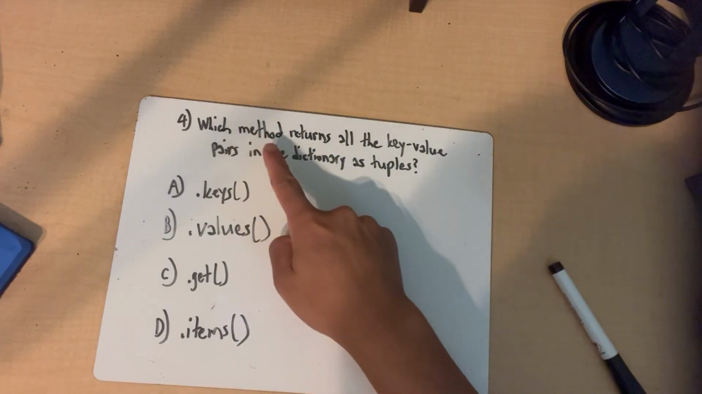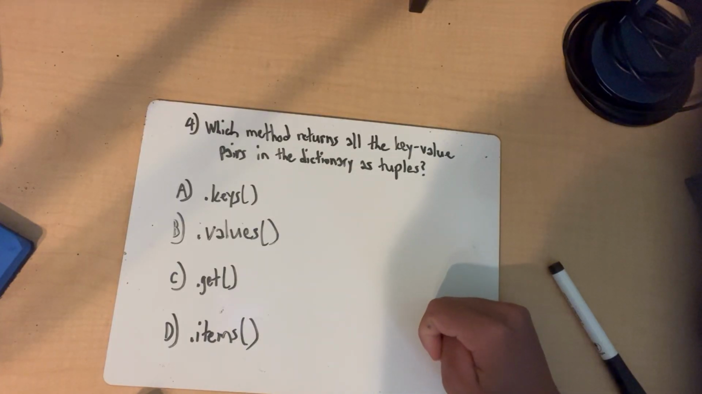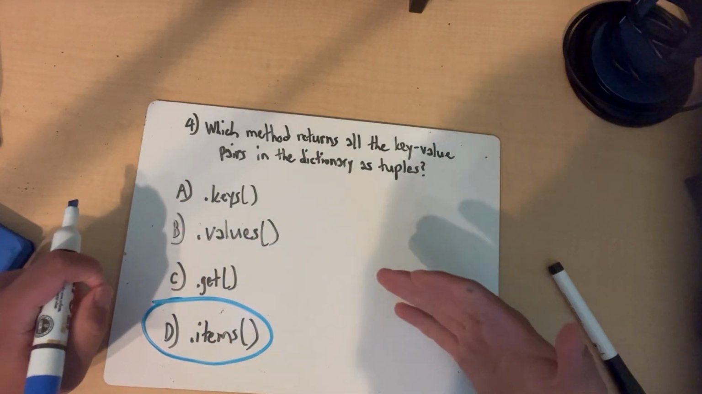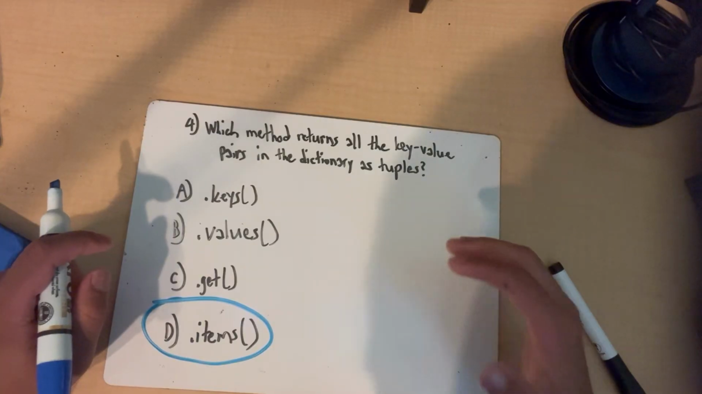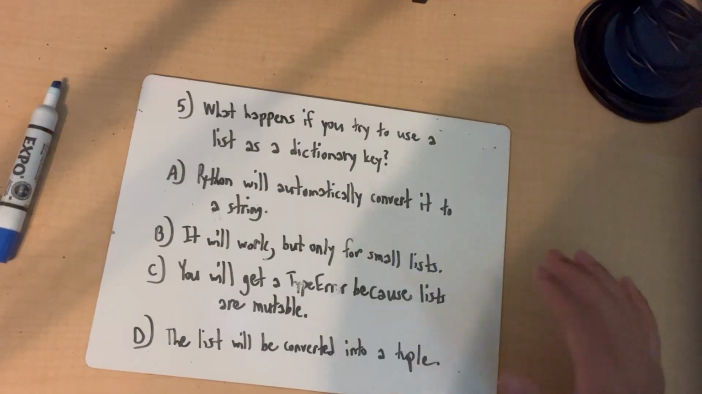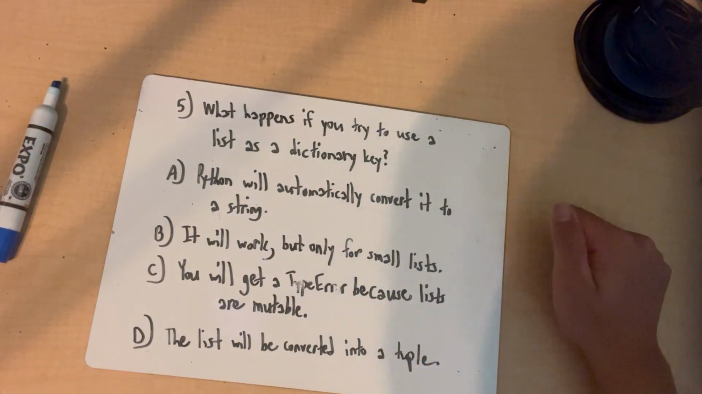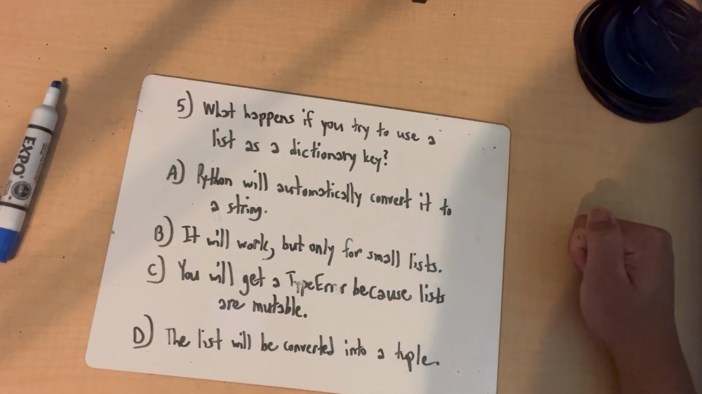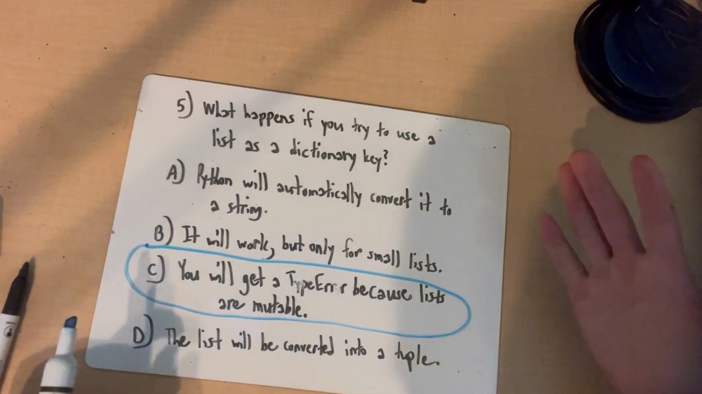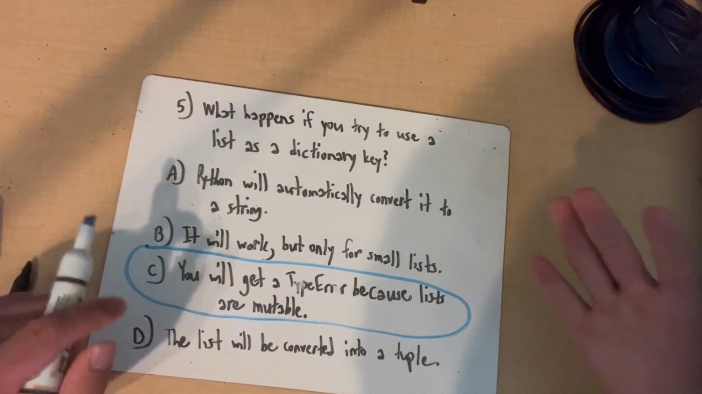Question 4. Which method returns all the key value pairs in the dictionary as tuples? The answer is D, because the .items method returns the key value pairs as tuples, with the first element being the key and the second element being the value. Okay, last but not least, question 5. What happens if you try to use a list as a dictionary key? The answer is C, because you're not allowed to use a mutable data type as a key in the dictionary. So because of that, you're going to get a type error.